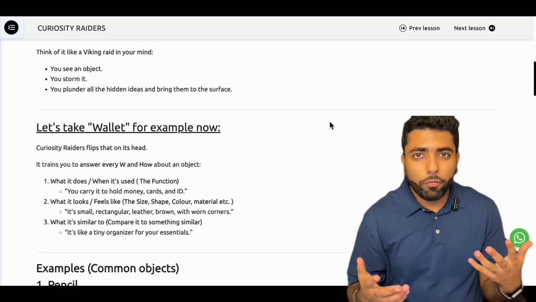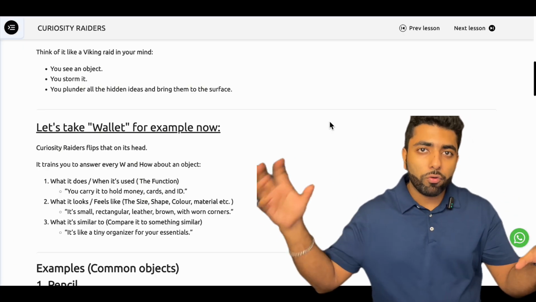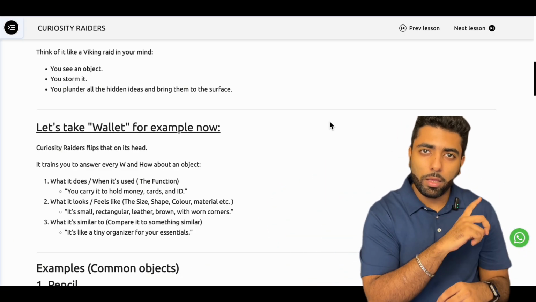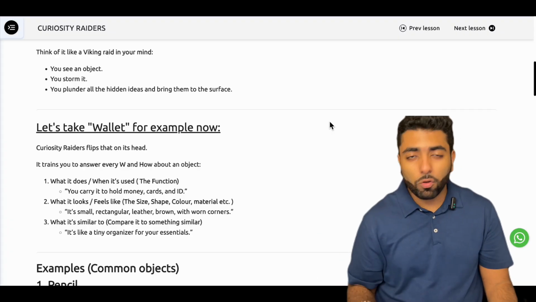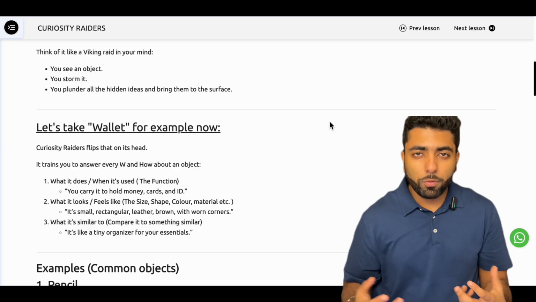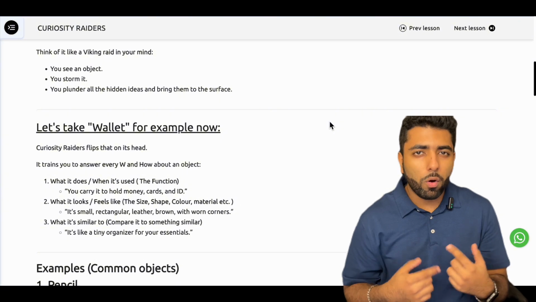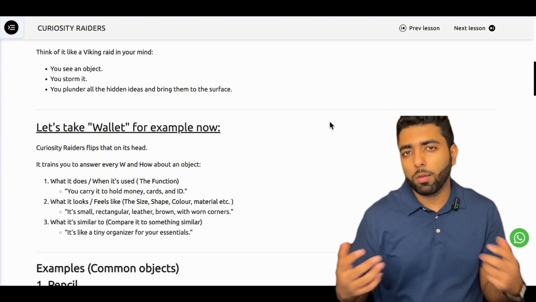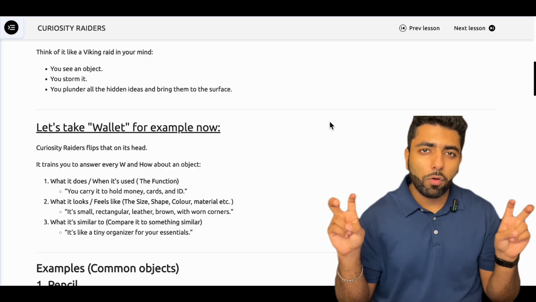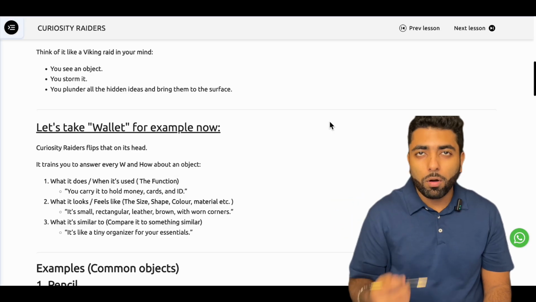That's the activity. Think of it like a Viking. You know, Vikings, the people, the tribe who used to raid other tribes to get their jewelry, get their money, and all of that in the early ages. Whenever you see a new object, you're gonna have to do this, and we're gonna give you a lot of objects. We're gonna train you now on different objects. We're gonna do this Viking raid, the curiosity raid. Oh, what does it do? How does it look like? What is it similar to? We're gonna ask these simple questions to understand what we are talking about, and to help you get rid of that vocabulary phase.